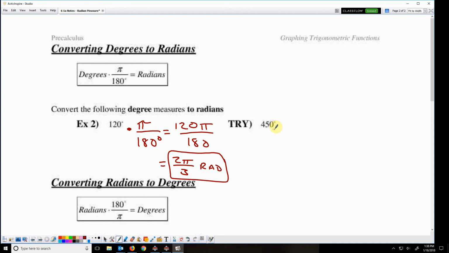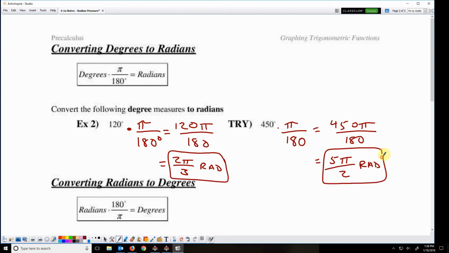Okay, so go ahead and pause the video and try this next one. So what you need to do is times pi over 180, so 450 times pi over 180. So that's 450 pi over 180. And you can simplify 450 over 180. That's going to simplify to 5 pi over 2 radians.